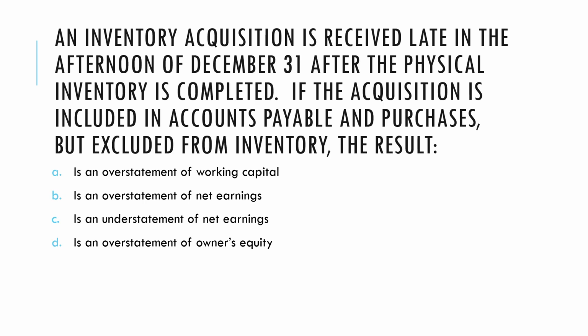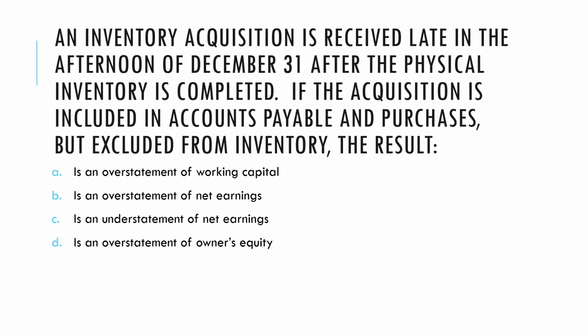Moving on to the next question, we have here the case of an inventory acquisition that is received late in the afternoon of December 31 after the physical inventory is completed. Now, if the acquisition is included in accounts payable and purchases but excluded from inventory, this will result in. So imagine that they have already recorded the relevant purchases and payable, but they have not included it in the ending inventory in the physical count because it was received late in the day once the physical count has already been completed.